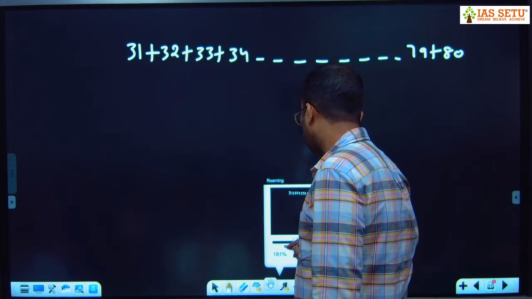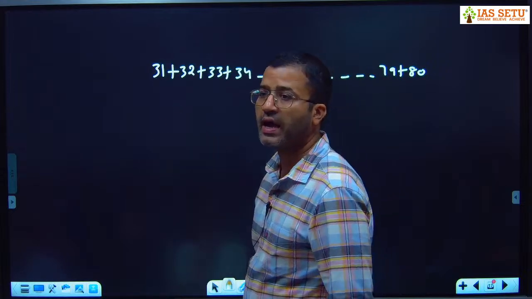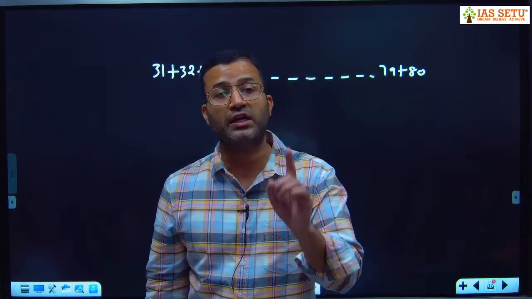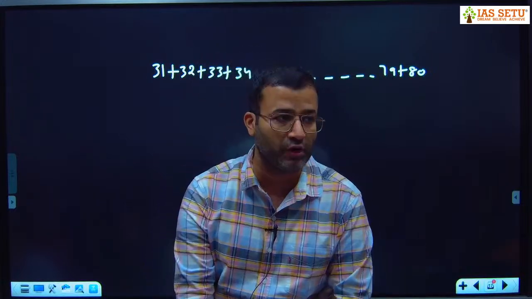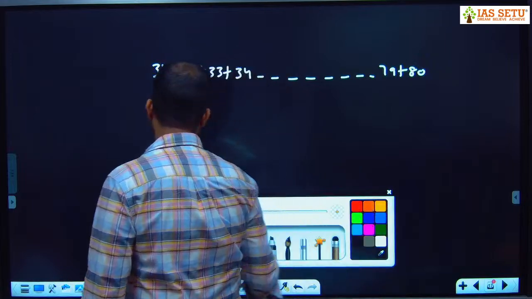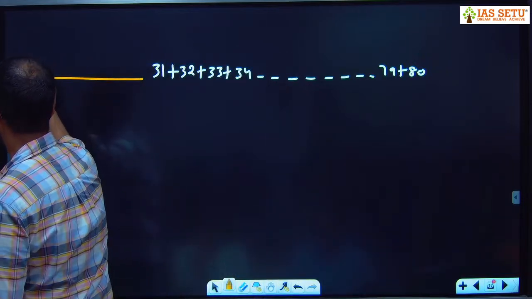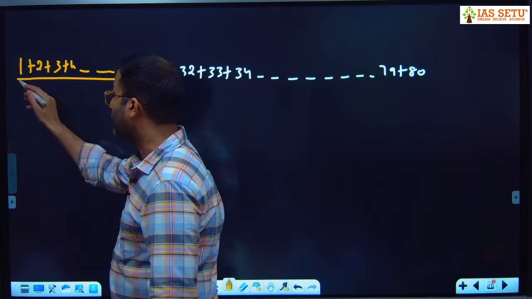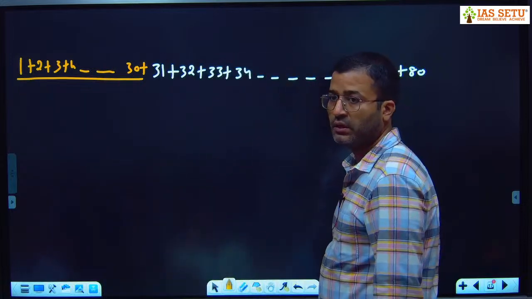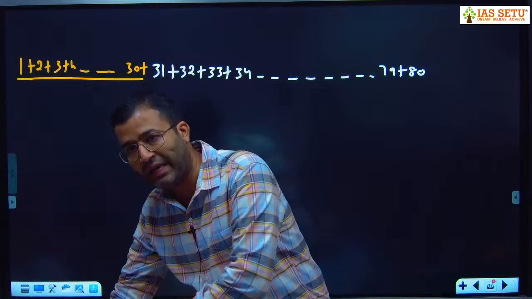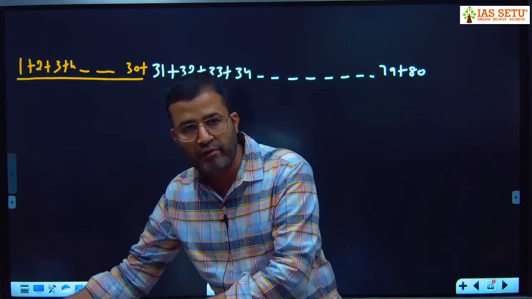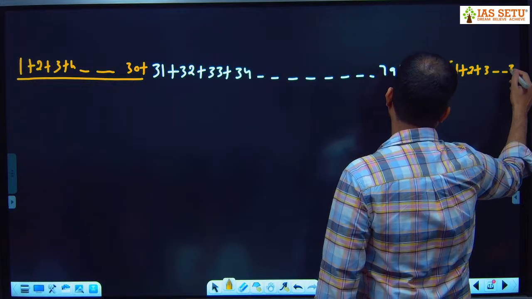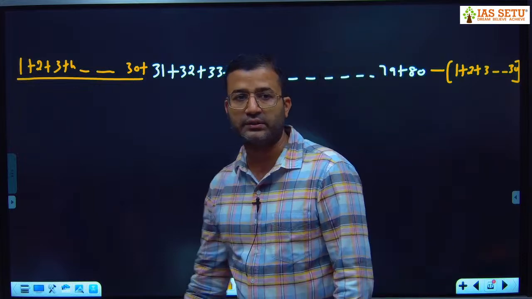See what is important here, we can't use the formula n into n plus 1 divided by 2 directly. Why? Because that formula is applicable if your series starts from 1. It is not starting from 1. So what do you do, what is missing? What is missing is 1 to 30, we add 1 plus 2 plus 3 plus 4 up to 30, so that it becomes a series from 1 to 80. But if you add something, it will be imbalanced. So the rule is whatever you have added, the same thing you subtract at the end, so that there will be balance in the society.